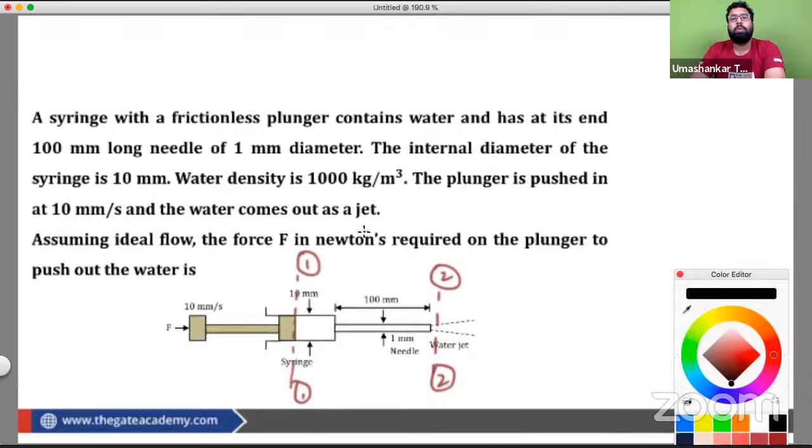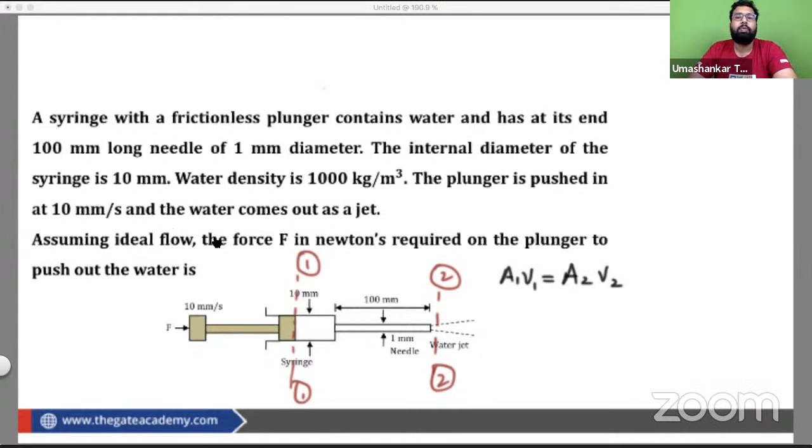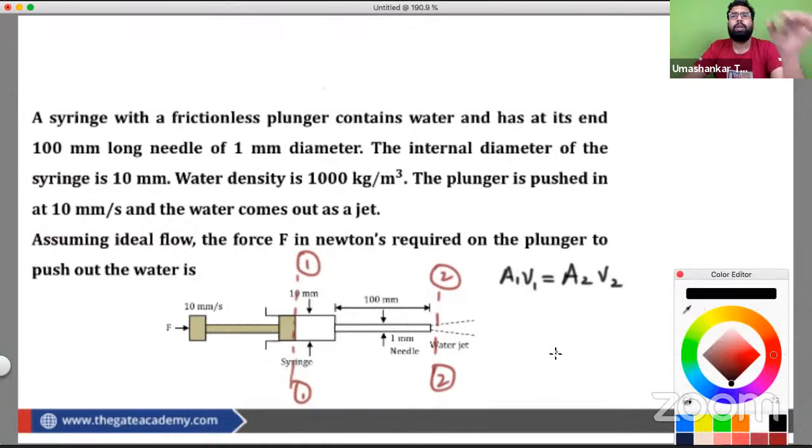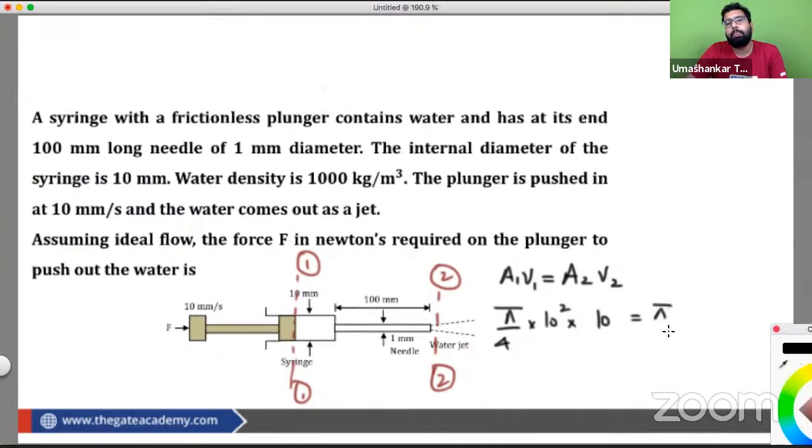Do we have this V2? No, we do not have V2. So first of all, we have to find V2. Now, applying the continuity equation for incompressible one-dimensional flow, A1 V1. Remember this: whenever we have to apply the Bernoulli equation, the continuity equation gets applied as many times as needed. So we have A1 V1 as A2 V2. What is area 1? It is pi by 4 into 10 squared into V1. V1 is 10 mm per second, and A2 is pi by 4 into 1 squared into V2.